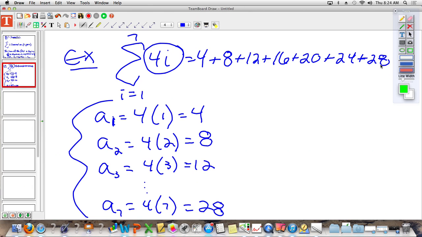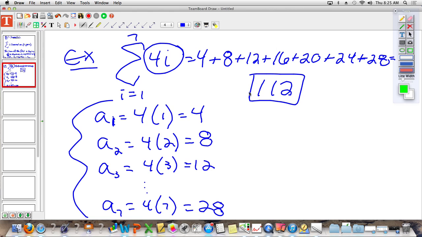28, the 7th term. You said 28. Did I say the 12? Stop at 28, which is the 7th term. Thank you. Add those together. What do you get? 112. Yeah. So the sum of the first 7 terms is going to be 112.